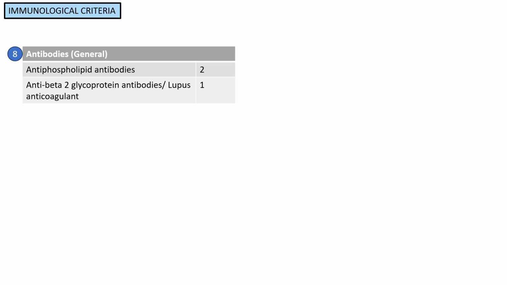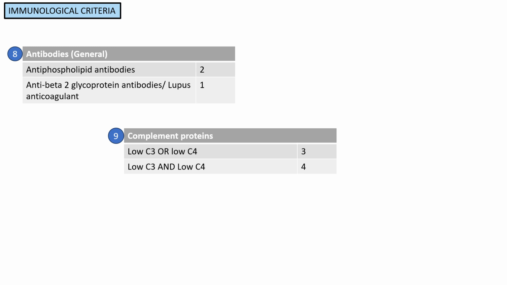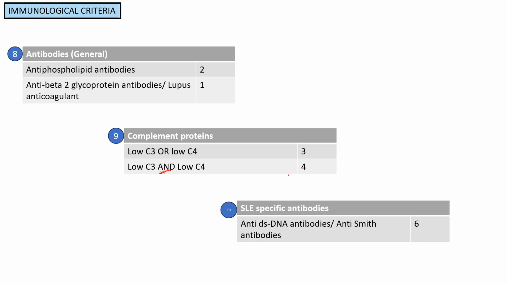The immunological criteria include antibodies in general, which include antiphospholipid antibodies, a score of 2, and anti-beta-2 glycoprotein antibodies or lupus anticoagulant, a score of 1. Complement proteins, low C3 or low C4, a score of 3, low C3 and low C4, a score of 4. SLE specific antibodies, anti-dsDNA antibodies or anti-Smith antibodies, a score of 6.